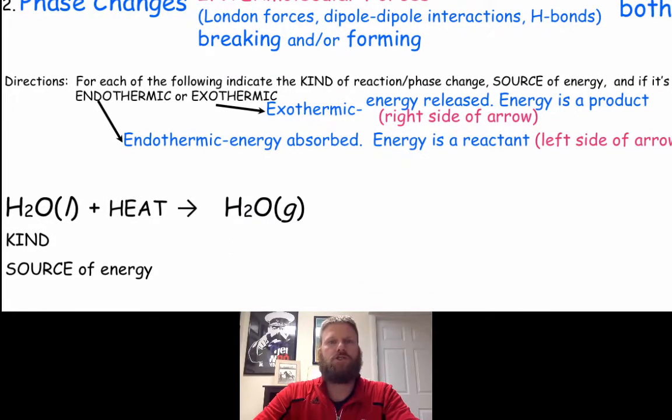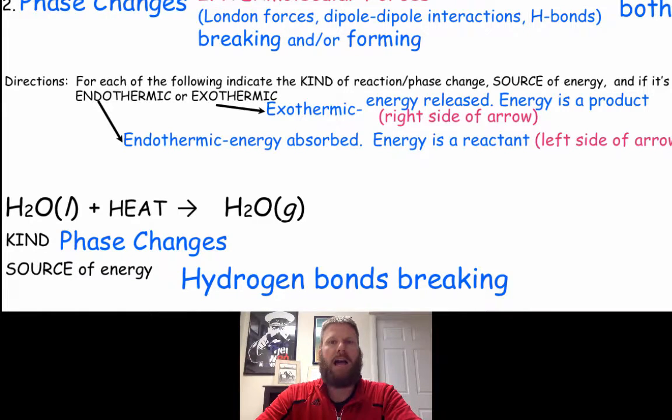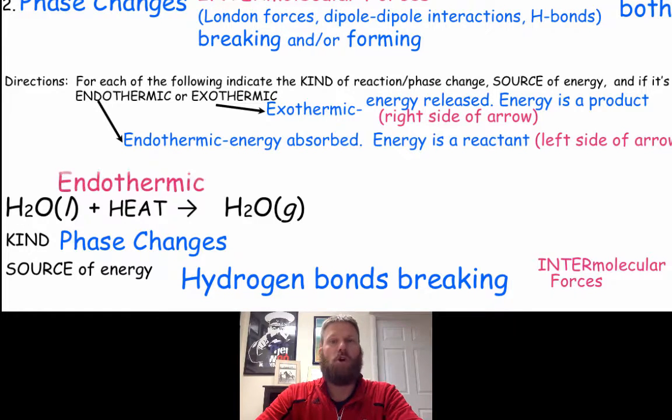Let's look at the process shown here. Heat is added to liquid water and the product is water in the gas phase. This is simply a phase change. To convert liquid water into gaseous water, hydrogen bonds must be broken. Hydrogen bonds are intermolecular forces. This makes sense since liquid water turning into gaseous water is a phase change. Since heat is a reactant, the process of boiling or evaporating is endothermic.